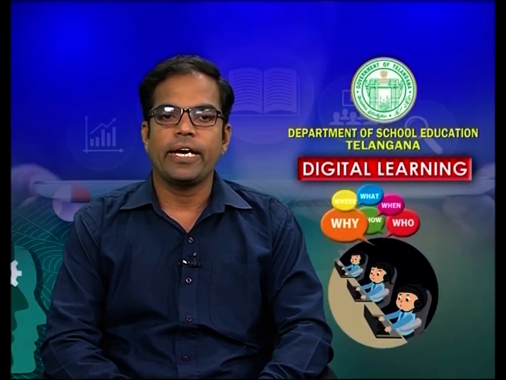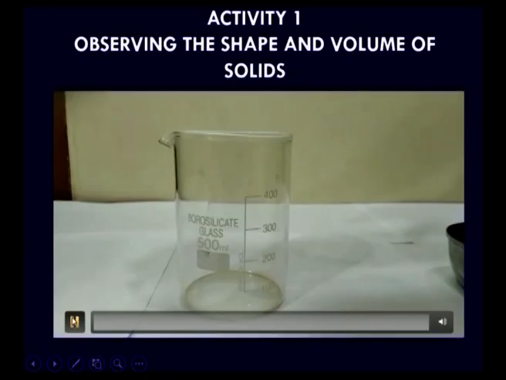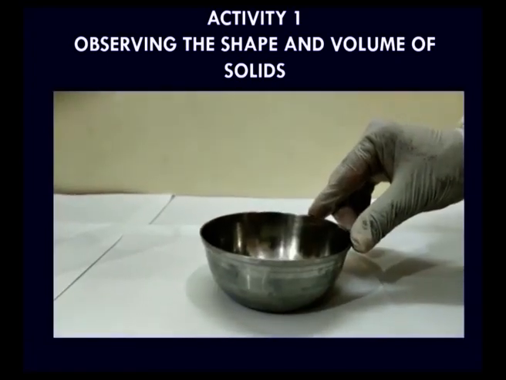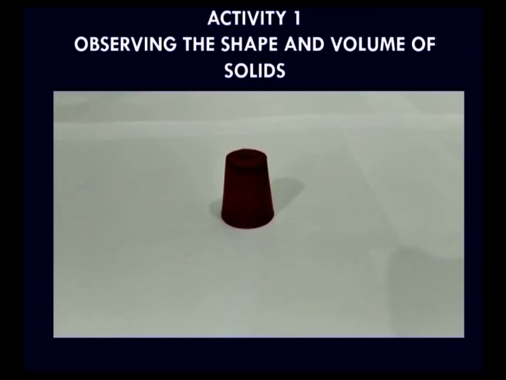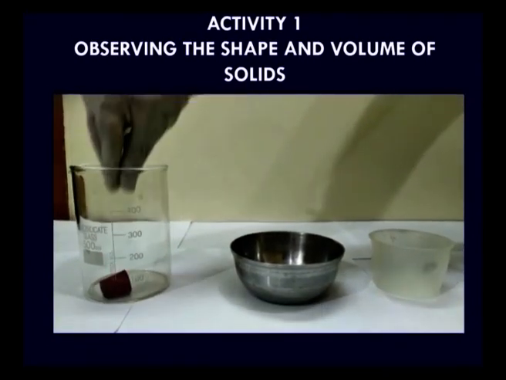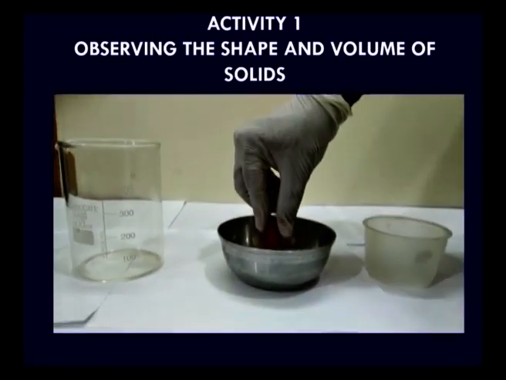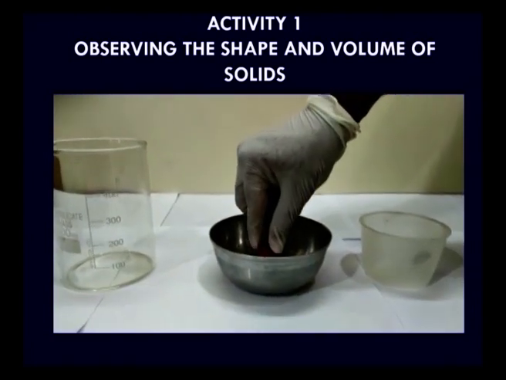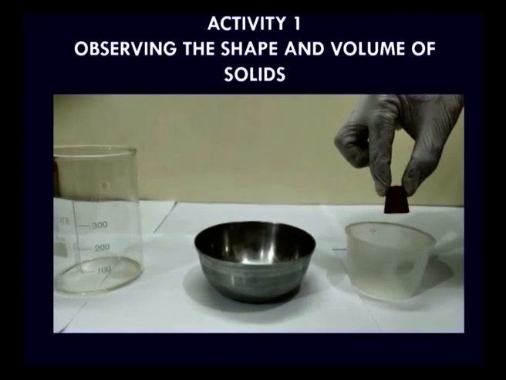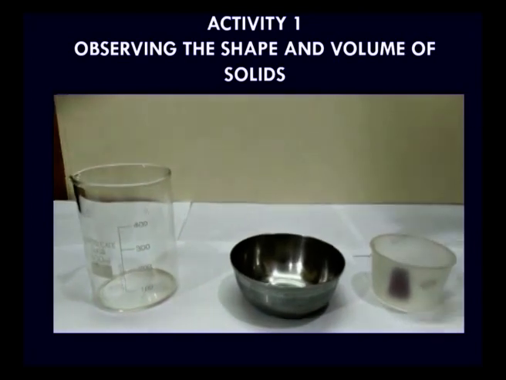Children, let us perform an interesting activity to observe the shape and volume of solids. Take 3 different containers: glass beaker, steel vessel, plastic container. Take a rubber cork, put the rubber cork into a glass beaker, take it out, put the rubber cork in a steel vessel, take the same rubber cork and put it in a plastic container. Observe the changes in the rubber cork.